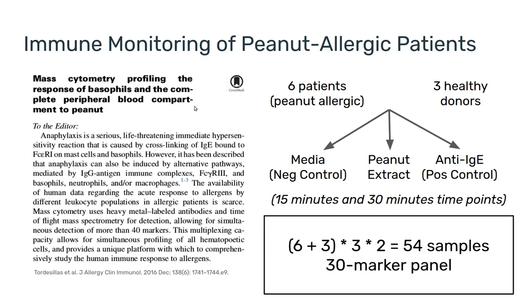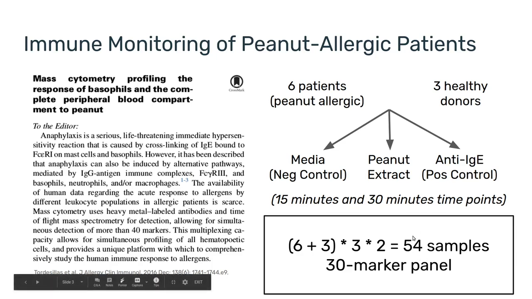To demonstrate differential expression analysis, I'm going to use an immune monitoring study from Mount Sinai Hospital. In this case, we're looking at peanut allergic patients. We have 6 patients and 3 healthy donors. We have 3 different conditions for the samples. We have media, which is the negative control, anti-IgE, which is the positive control, and we have the peanut extract, which is the experimental condition. We have 2 different time points, and overall we end up with 54 different samples.